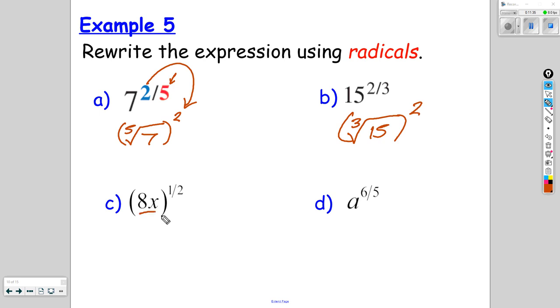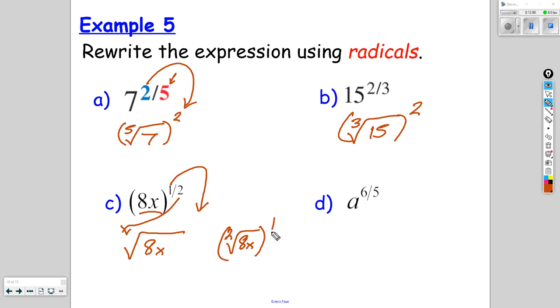All right, now notice 8x is in parentheses. That means that whole thing has to be in that radical. And this one's kind of simple because it's implied that this is being raised to the first power. Okay, and then also it's implied that the index of the radical is 2. I mean, you could certainly write the square root of 8x like this, but it would be a little redundant. It's not wrong. Mathematically, it's correct, but it's just redundant. Okay, so we don't need to. So we might as well write it like this.